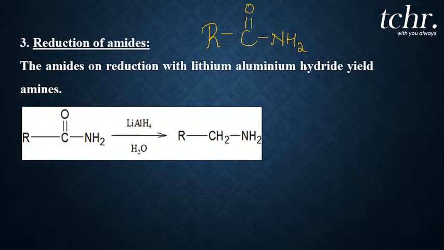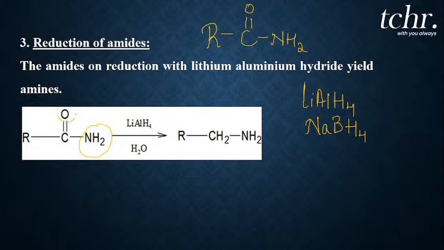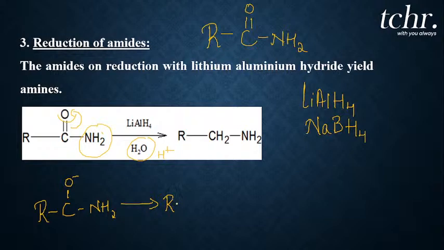It is nothing but reduction. Here also we can use strong reducing agents, as I told you, like lithium aluminium hydride, or sodium borohydride. So lithium aluminium hydride is used, followed by an aqueous medium. What we need to do: amides have NH2 and a C double bond O. Remove the oxygen and add hydrogens. The oxygen is not directly removed. When one pi bond goes onto the oxygen as a negative charge, we get RCO minus NH2, and in the aqueous medium the O minus will grab the H plus ion, giving R C H OH NH2.